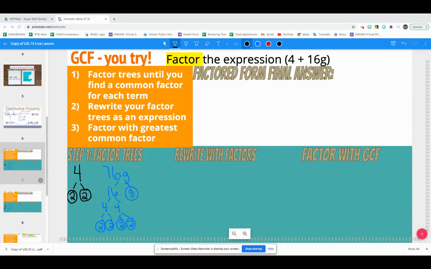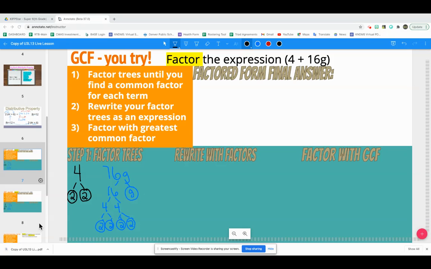All right, Kipster. So we spent a lot of time in class today going over how to use a factor tree to find our greatest common factor. For this video, we're going to take it further and factor out, so that we can write an equivalent expression that has our greatest common factor outside the parentheses and a new expression inside the parentheses.